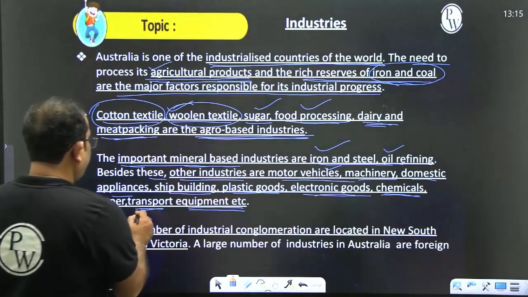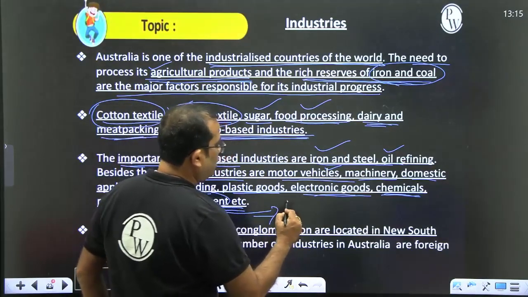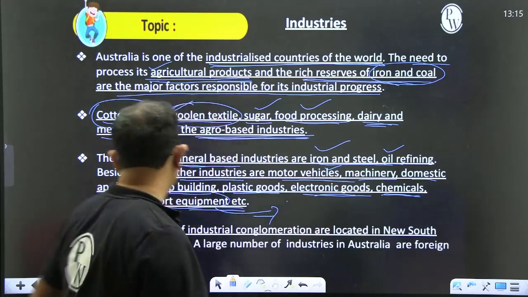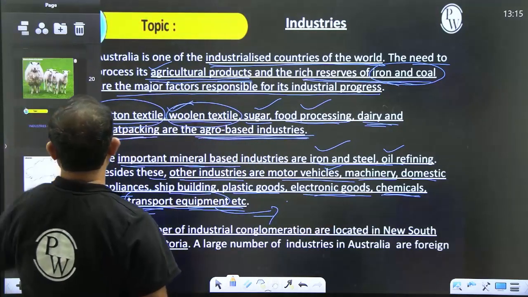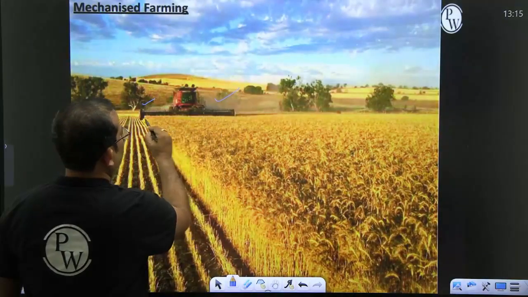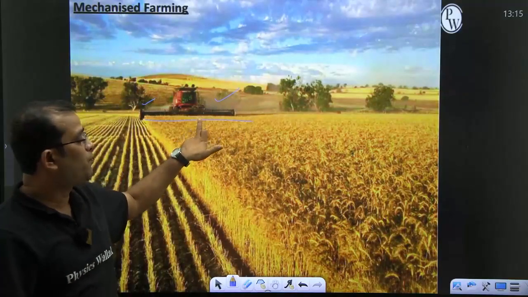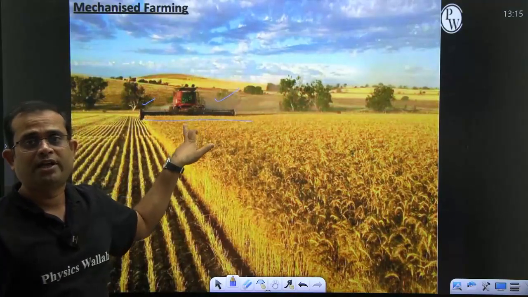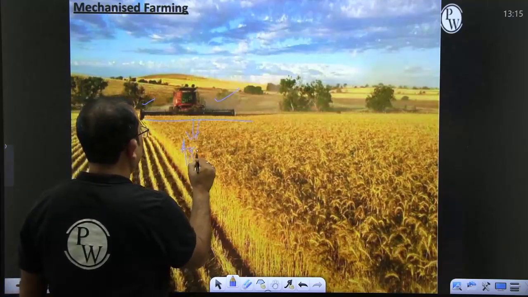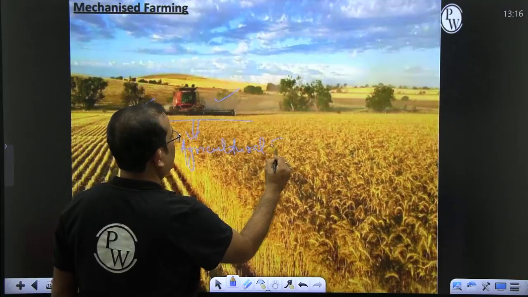Next, transport equipment means, particularly, agriculture transport equipment, that you can see here. This is a particular type of equipment, and Australia is leading in this type of agriculture equipment. It supplies this agricultural equipment.